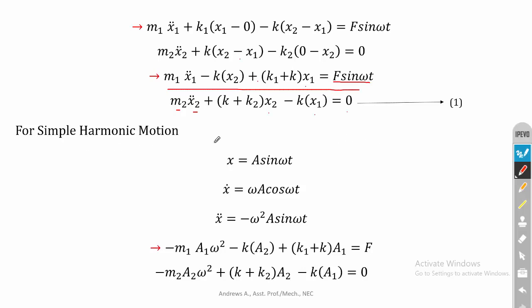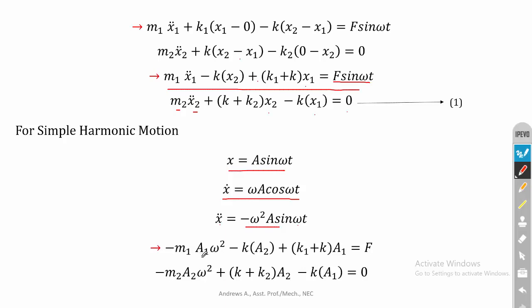So for simple harmonic motion, x is equal to a sin omega t. So further x dot is omega a cos omega t. So we know that x dot is equal to dx divided by dt. And further x double dot is d square x divided by dt square. So we will get minus omega square a sin omega t. Okay. So we can substitute everything in equation number 1.